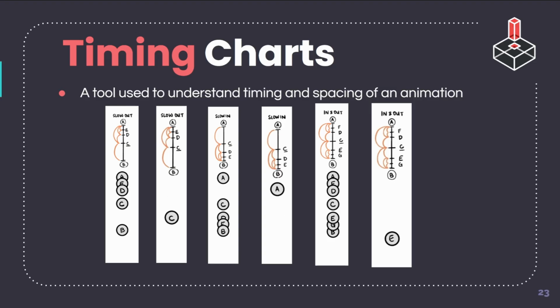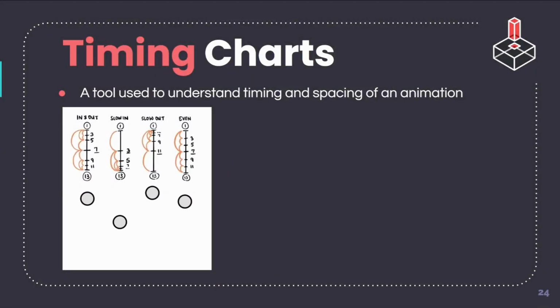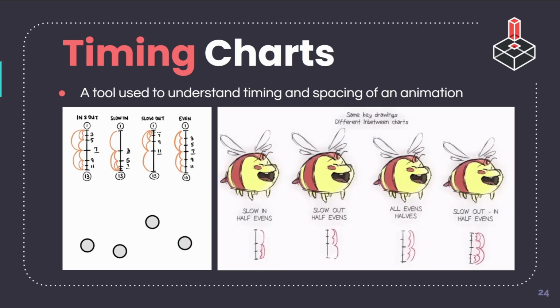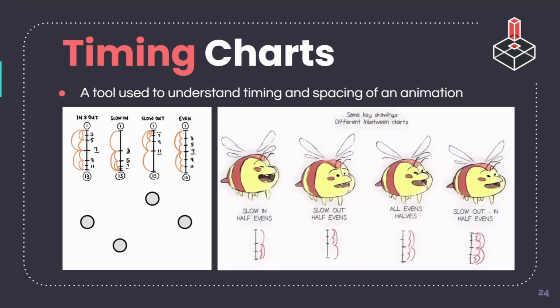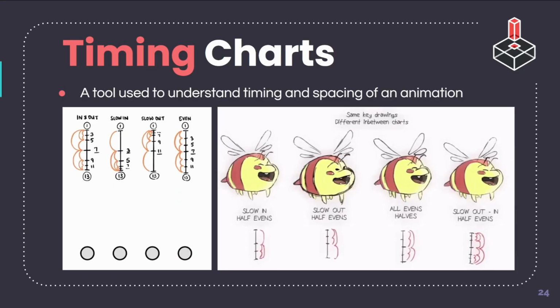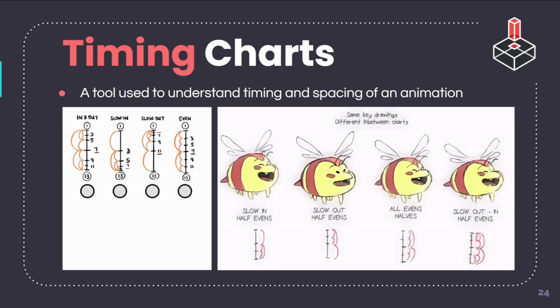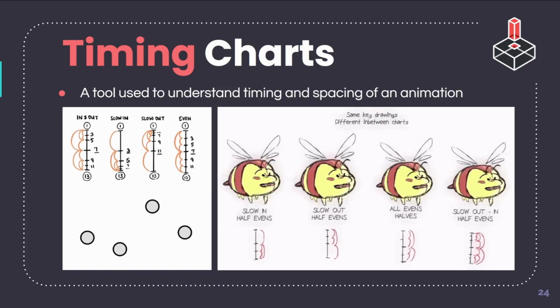So here's an example of that applied to character animation. The expression when slowing in decelerates into an in pose. So the slow out accelerates into the in pose. Using timing charts allows animators to plan out their drawings because it shows the spacing between each frame along with the timing of each piece.